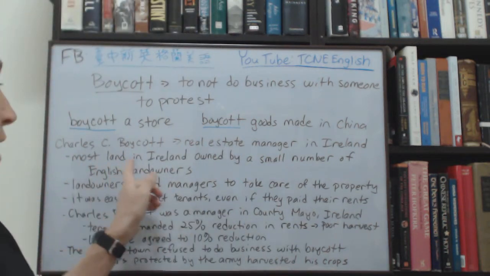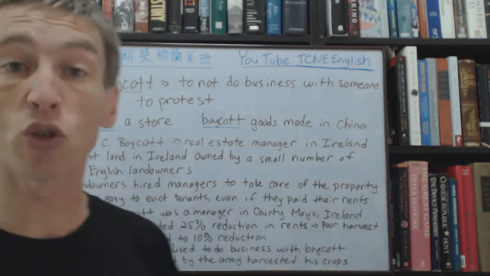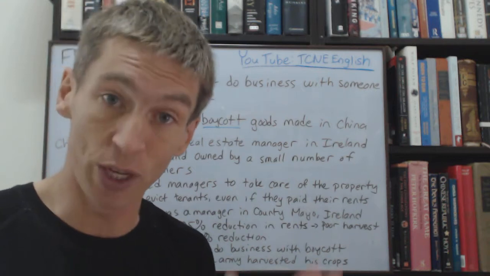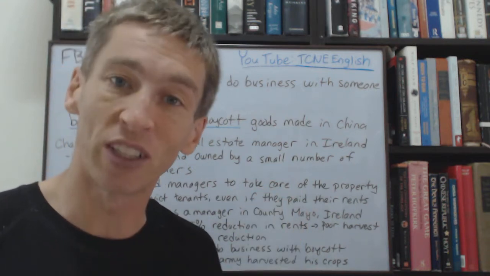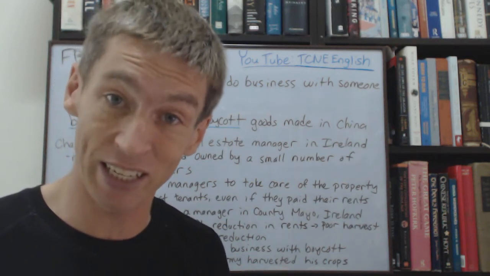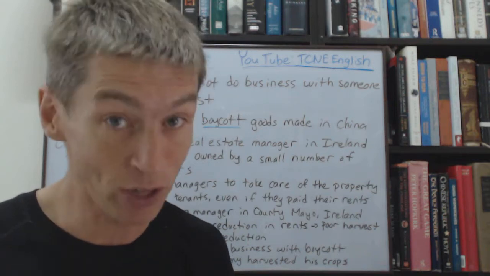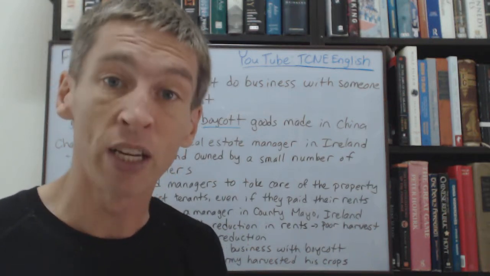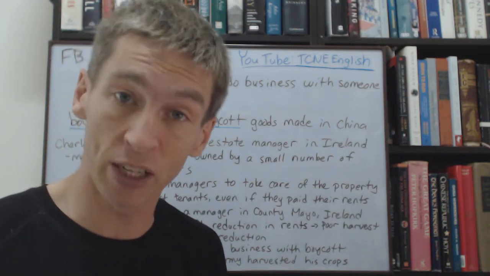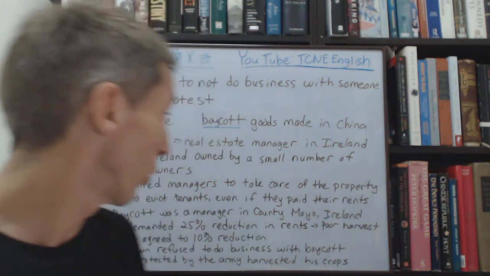So most of the land in Ireland in the 19th century was owned by a small number of English landowners. And now here we're getting into, with Mr. Boycott, into the late 19th century. Ireland was still a part of the United Kingdom. It was the United Kingdom of Great Britain and Ireland, not Northern Ireland like it is today. And most of the land in Ireland was owned by a small number of rich English landowners.